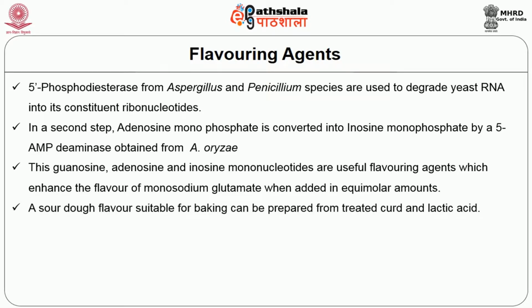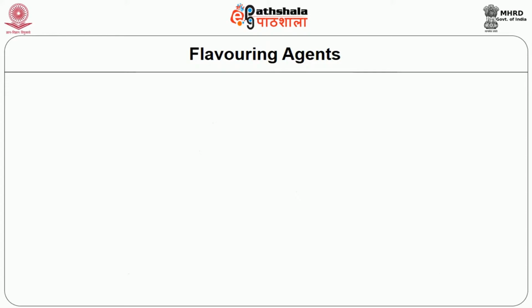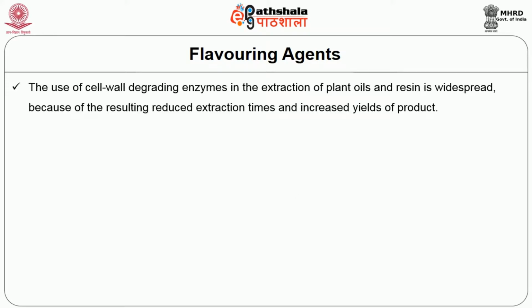A sourdough flavor suitable for baking can be prepared from treated curd and lactic acid. The curd is separated, inoculated with organisms that produce extracellular esterases, lipases and proteases and further incubated. A continuous hydrolytic process using immobilized enzymes has also been developed. The use of cell wall degrading enzymes in the extraction of plant oils and resin is widespread because of the resulting reduced extraction times and increased yield of the product.